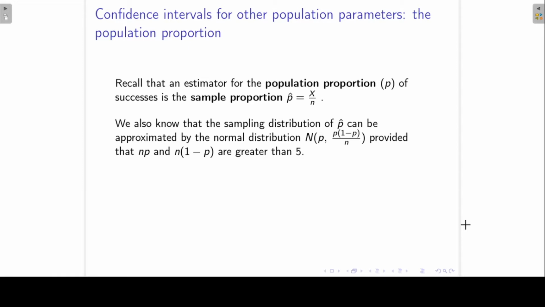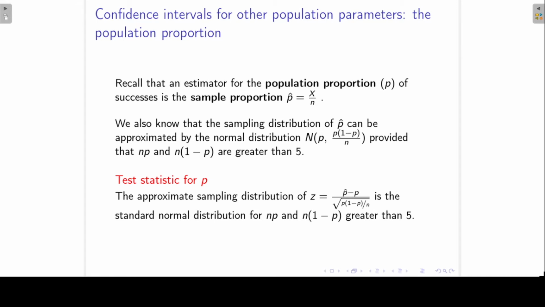We also know that the sampling distribution of P hat, the sample proportion, can be approximated by the normal distribution with a mean of P, that's the population proportion, and a variance of P(1 minus P) over n. And that is provided that n times P and n times (1 minus P) are greater than 5. That is so that the approximation is a good approximation.